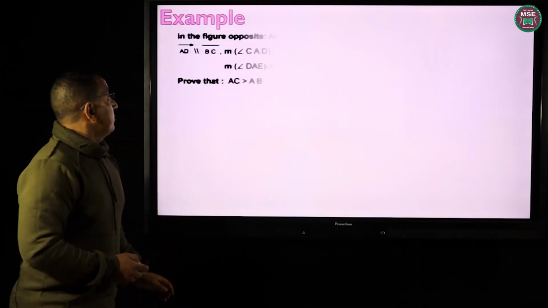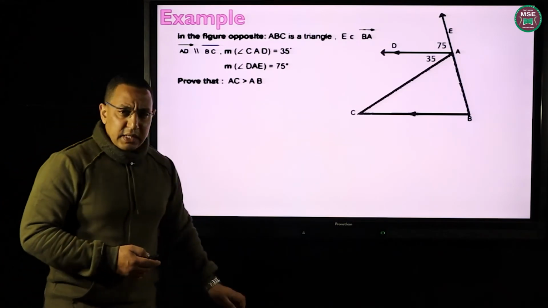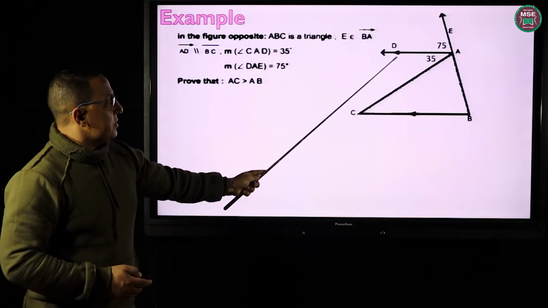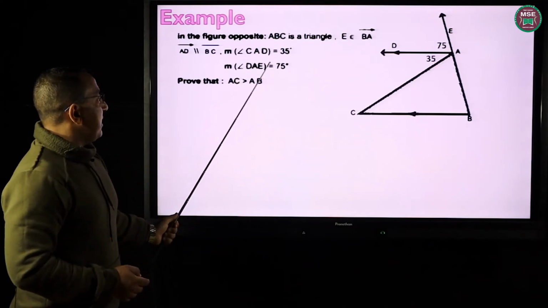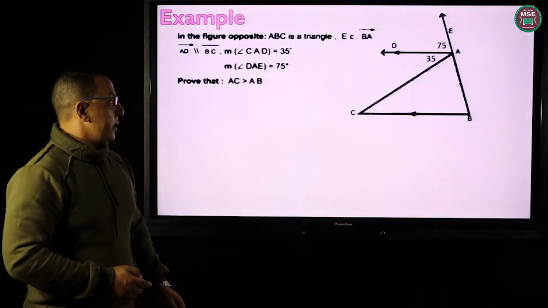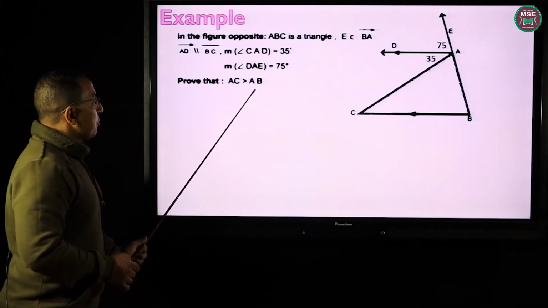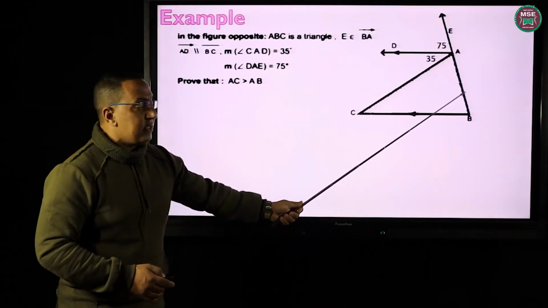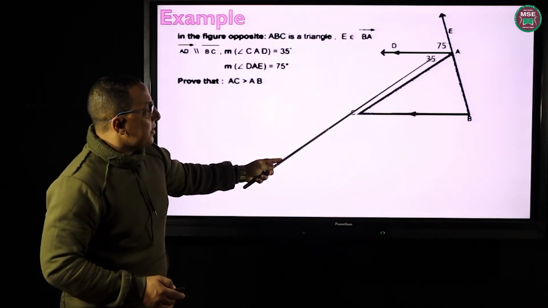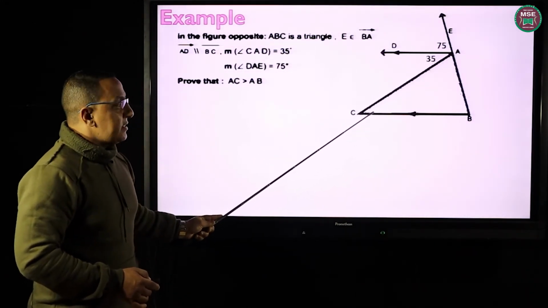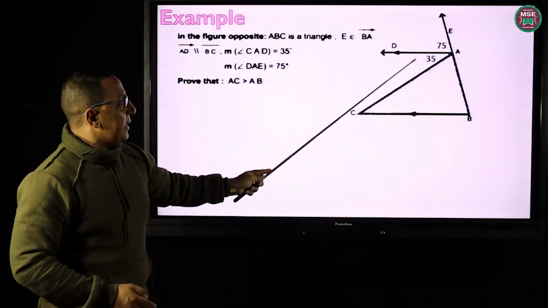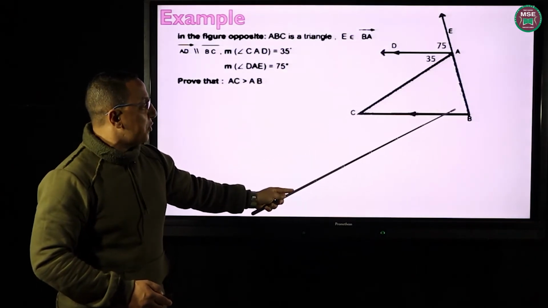Okay, now another example. In this example, he gave me AD parallel to BC, as we see. Measure of angle CAD equals 35 degrees. Measure of angle DAE equals 75 degrees. So what do I need? I need to prove that AC is greater than AB. It's a very easy question. Here I'm going to reflect 35 from here to here, so angle C equals 35. This is the alternate relation. And I'm going to reflect 75 from here to here.